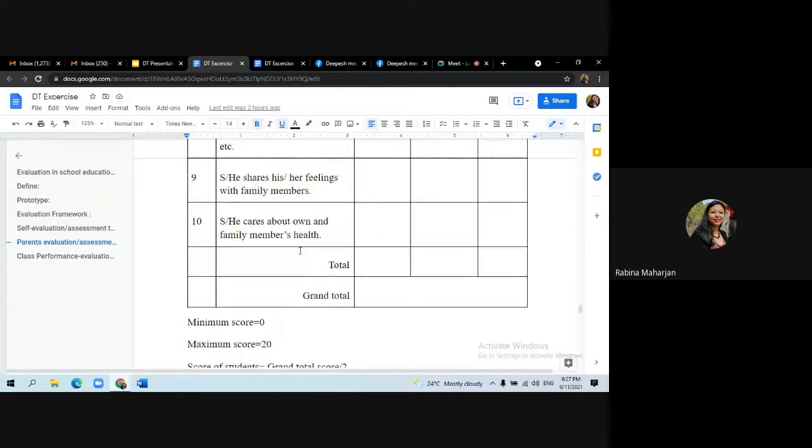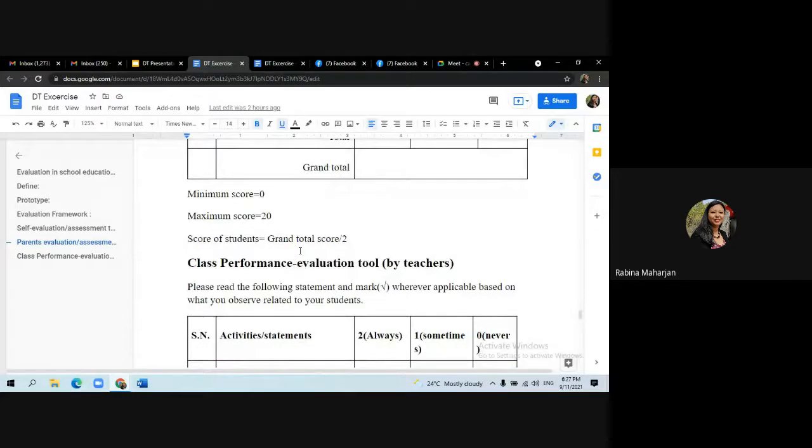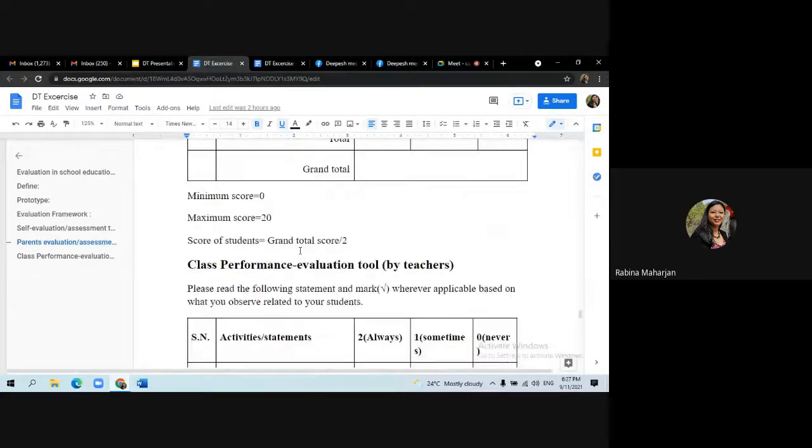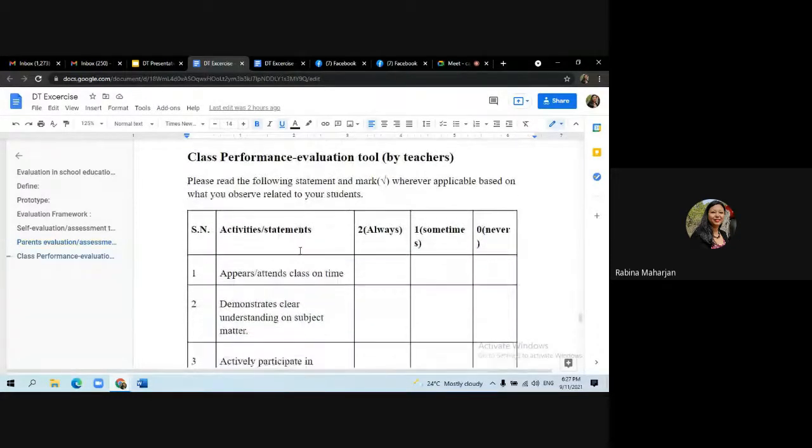We have made the assessment tools for parents like this, and we have also made the rubrics or assessment tool for class performance also. And the criteria or the activities or statements that we have presented here can be made in collaboration with the students.